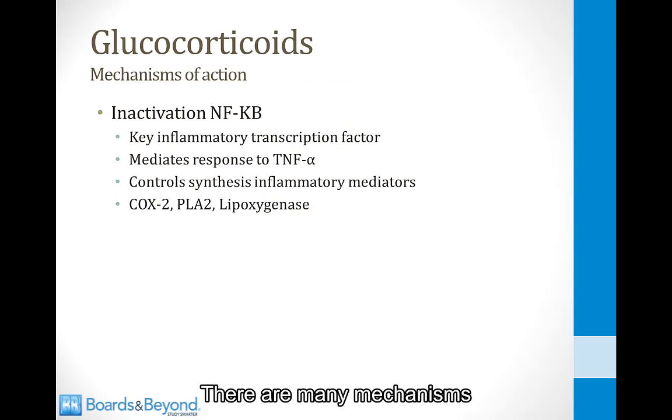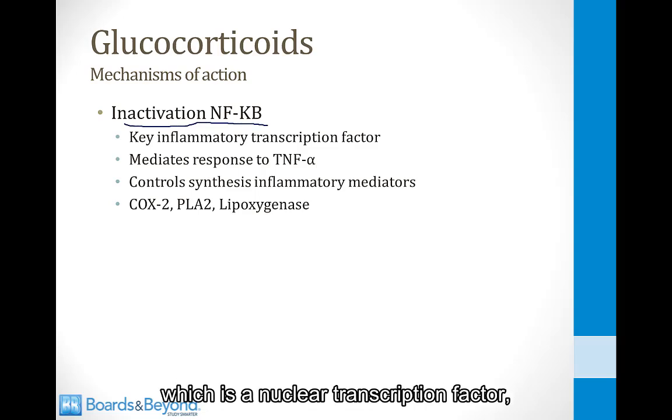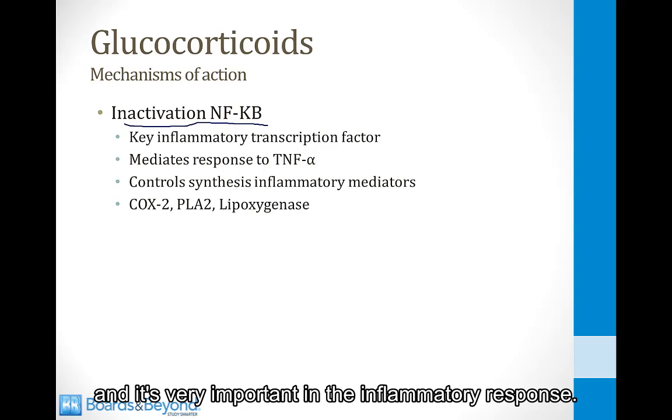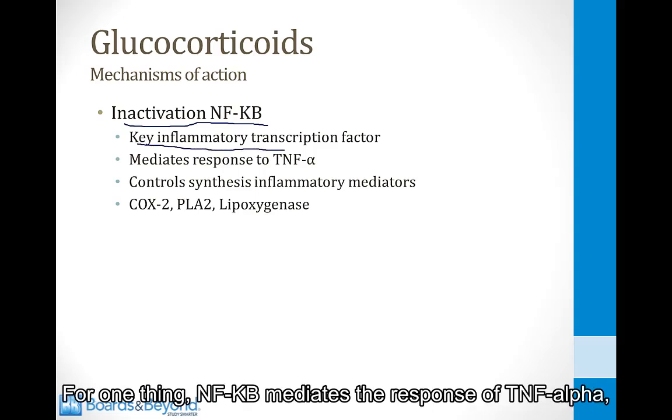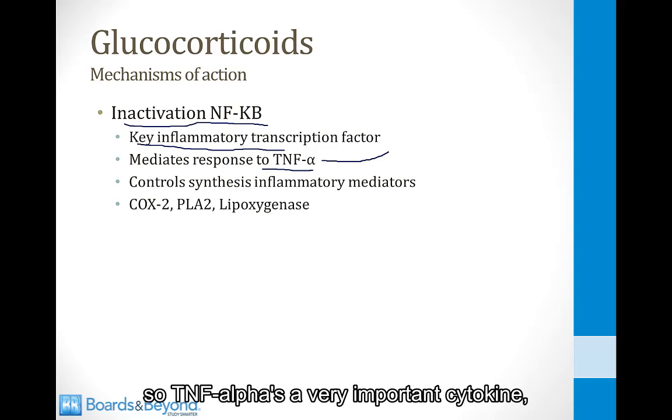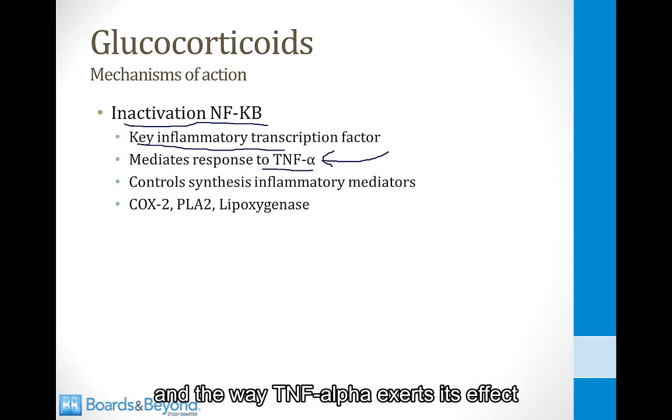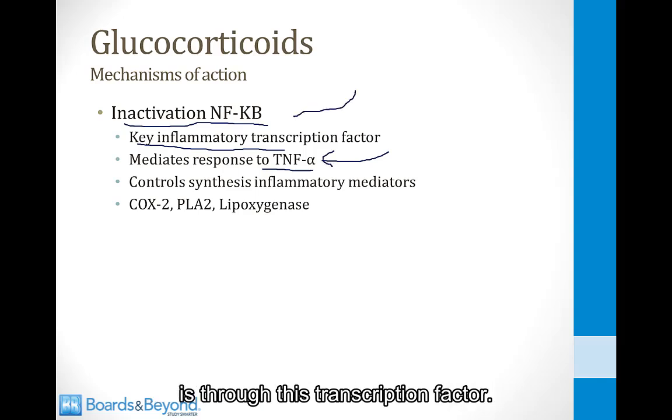There are many mechanisms by which glucocorticoids exert their effect on cells of the human body, but one that you should definitely know for step 1 is inactivation of NF-κB, which is a nuclear transcription factor, and it's very important in the inflammatory response. For one thing, NF-κB mediates the response of TNF-alpha. So TNF-alpha is a very important cytokine, and the way TNF-alpha exerts its effect is through this transcription factor.